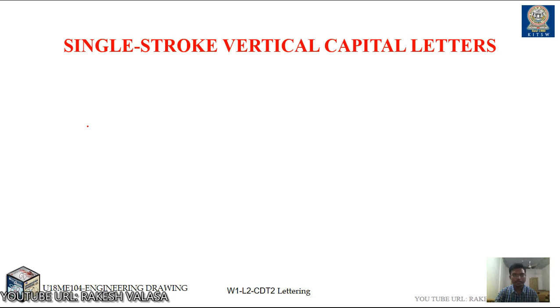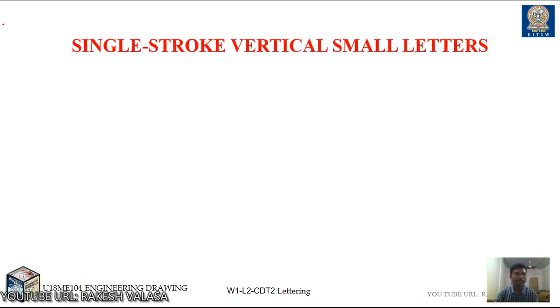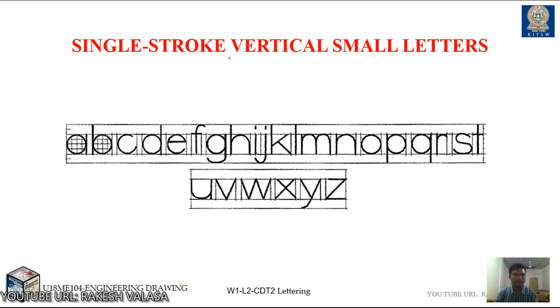After learning previous tables, we can print single stroke vertical capital letters, that is from A to Z, and numerals 0 to 9, and fractions 2 3 by 4, 5 7 by 16. Similarly, single stroke vertical small letters, a to z.